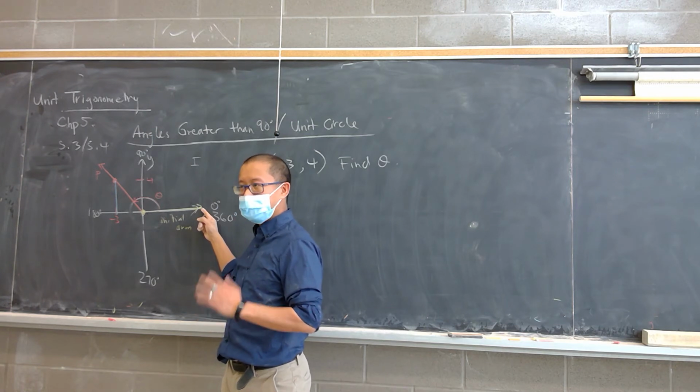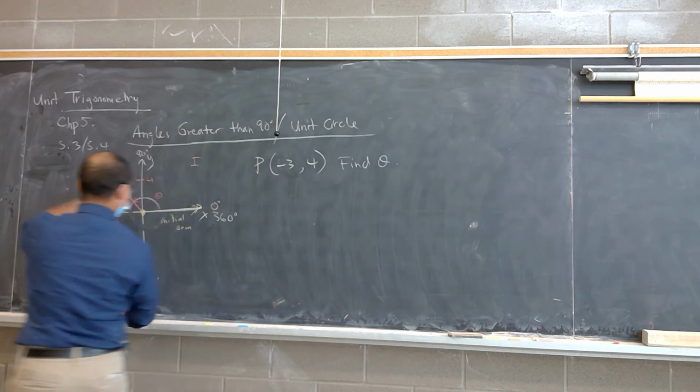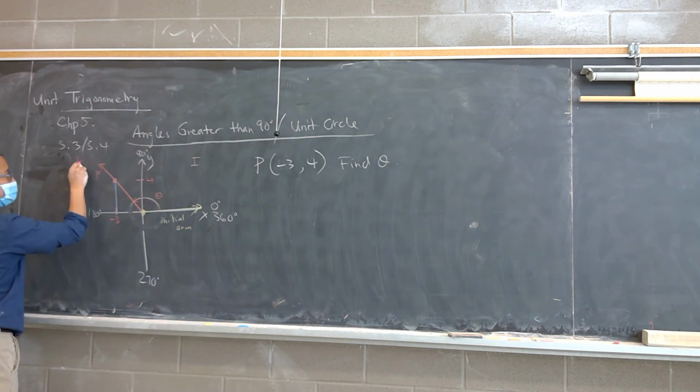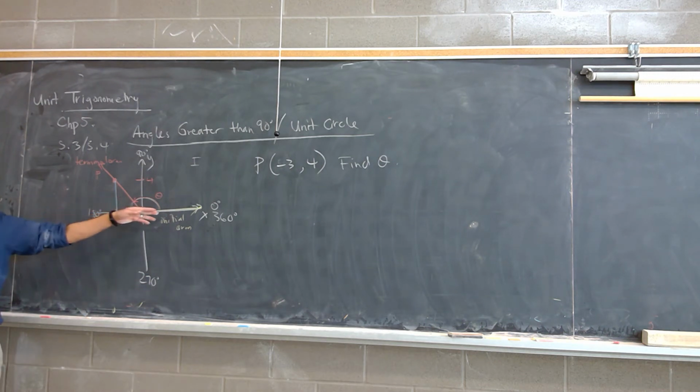I know it seems silly. It's just what's called standard position. That's what I'm really teaching you. This red arm is called the terminal arm. So that's the angle that we want, from the initial arm to that terminal arm. And notice what direction we went, counterclockwise.